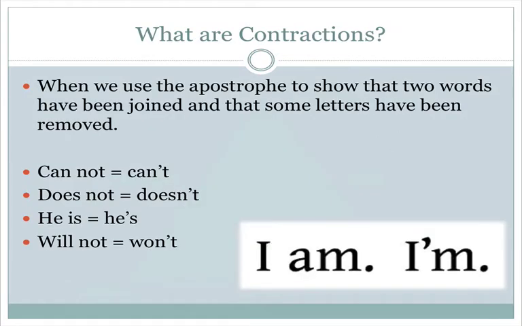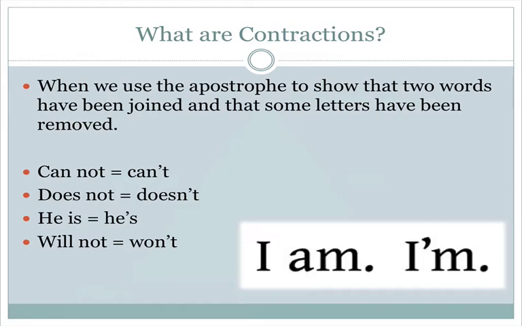So first off, what are contractions? Just in case we've forgotten, this is when we use an apostrophe to show that two words have been joined and that some letters have been removed. The apostrophe serves that purpose to show us that we have taken out a letter or letters in the forming of this new joined word. For example, if we join can and not, we can create can't. If we combine does and not, we get doesn't, he and is as he's, and will and not become won't.